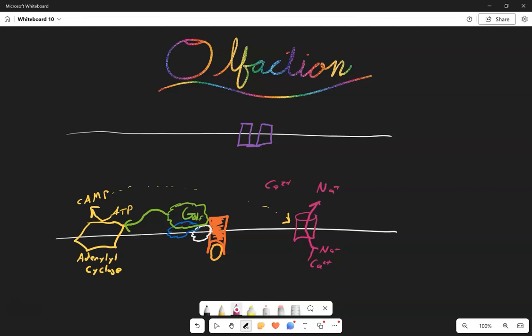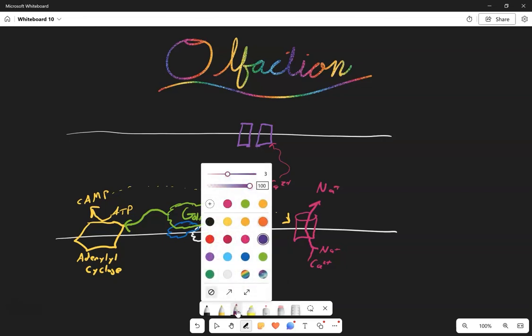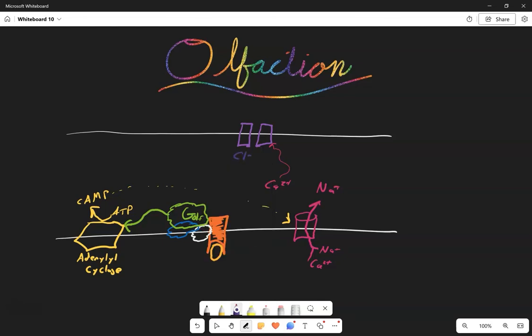Okay? So what's going to happen is that calcium is going to act as a ligand and bind to this chloride channel. And when it does so, that chloride channel is going to open up. And chloride, a negatively charged ion, will then leave the cell. So we have a negatively charged ion, that chloride ion, leaving the cell. And so with that, this is going to cause the membrane potential to go up.